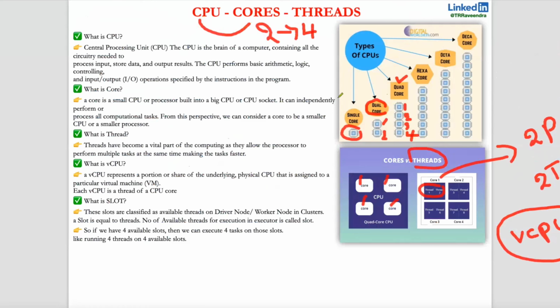So this one is 2 VCPUs, single core; dual core, 4 VCPUs; 2 into 2, 4 VCPUs; quad core, 8 VCPUs. Like this you can go on. Each core can have 2 threads, thread 1, thread 2. A quad core processor can have 8 threads, nothing but 8 VCPUs.